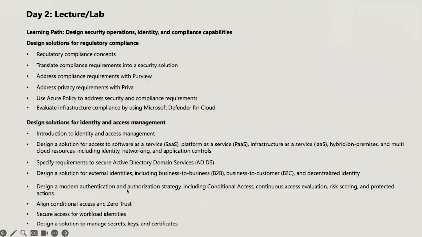We'll also talk about what kind of modern authentication and authorization strategies we have, including conditional access, CAE, continuous access evaluation, risk scoring, and many others.